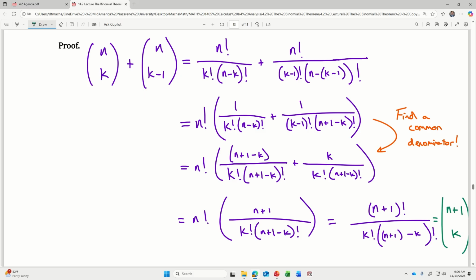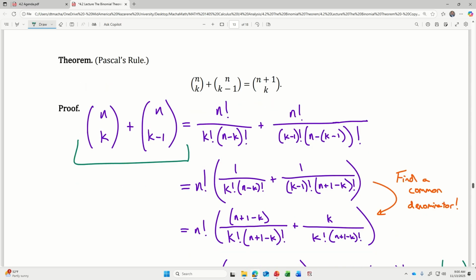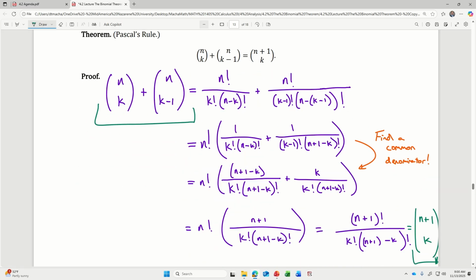And do you see how this is n plus 1 choose k? Because I've got n plus 1 factorial divided by k factorial and n plus 1 minus k factorial. So that's the binomial coefficient for n plus 1 choose k. And that's exactly what we were trying to prove, right? We were trying to prove that this expression is really equal to this expression. We just wrote down the proof for Pascal's rule.